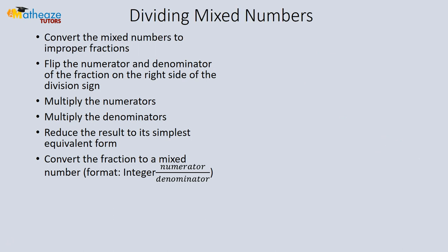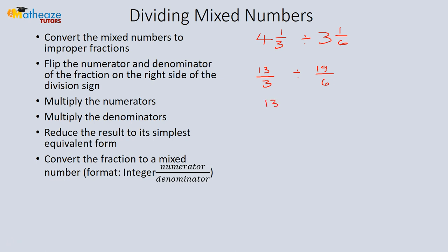Now let's move over to mixed numbers. If we have 4 1/3 divided by 3 1 over 6, what we're going to do first is convert the mixed numbers to improper fractions. So this is 4 times 3, 12 plus 1, 13 over 3, divided by 3 times 6, 18 plus 1, 19 over 6. Now we will follow the rules for dividing improper fractions.